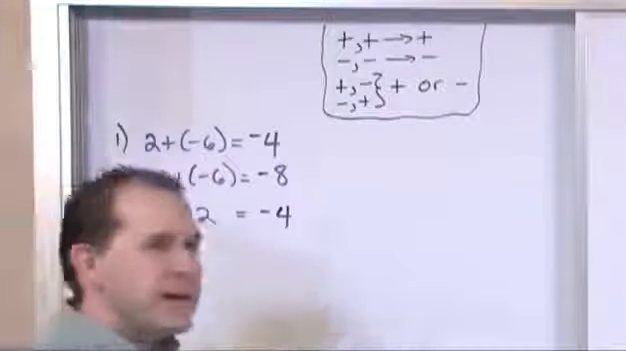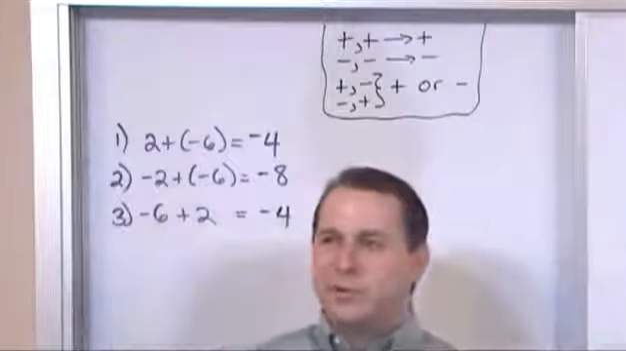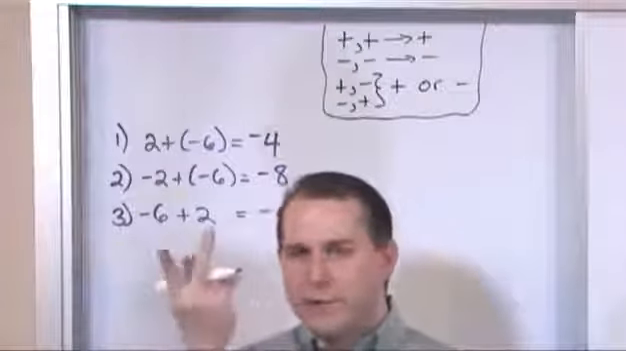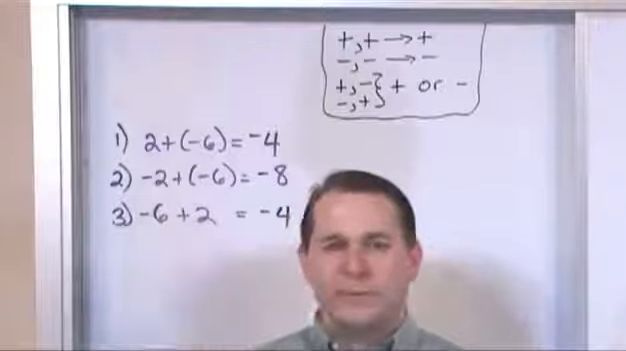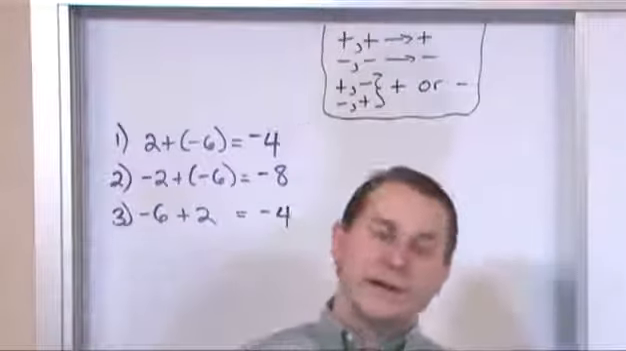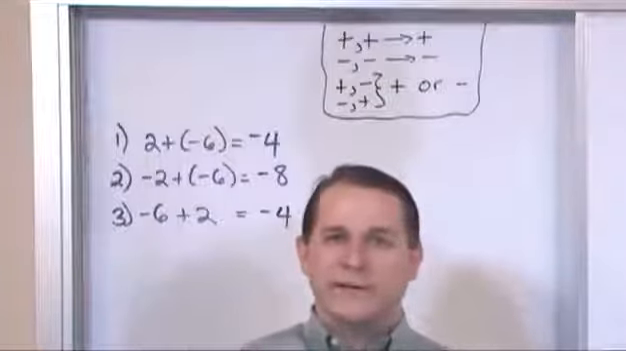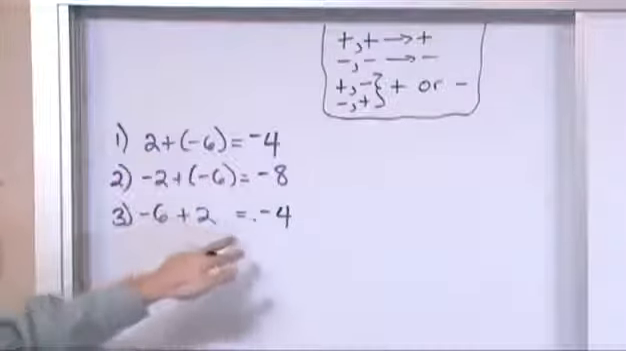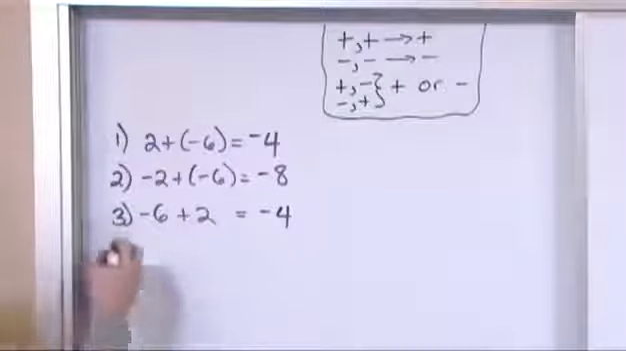This is no different than 3 plus 2 gives me 5, and 2 plus 3 gives me 5. The way in which you order the numbers doesn't matter at all for regular numbers. 1 plus 3 is 4. 3 plus 1 is 4. Flip them around, same thing. Same thing here. I've got 2 plus negative 6. Negative 6 plus 2 should give me exactly the same answer, and it does.